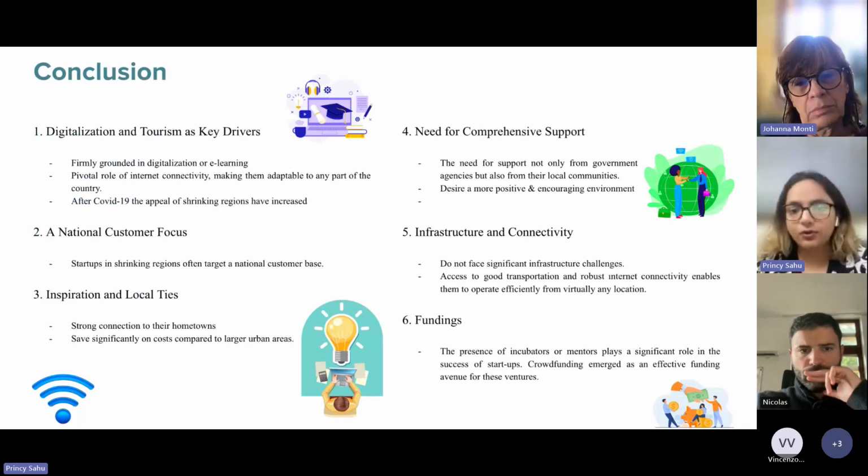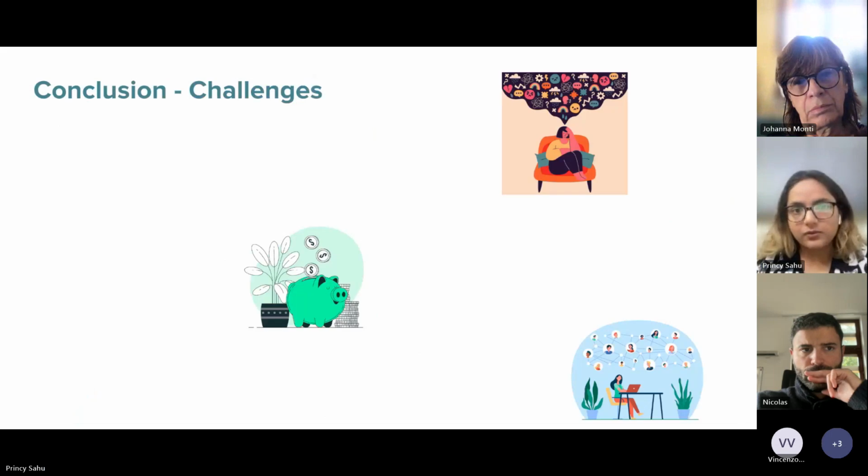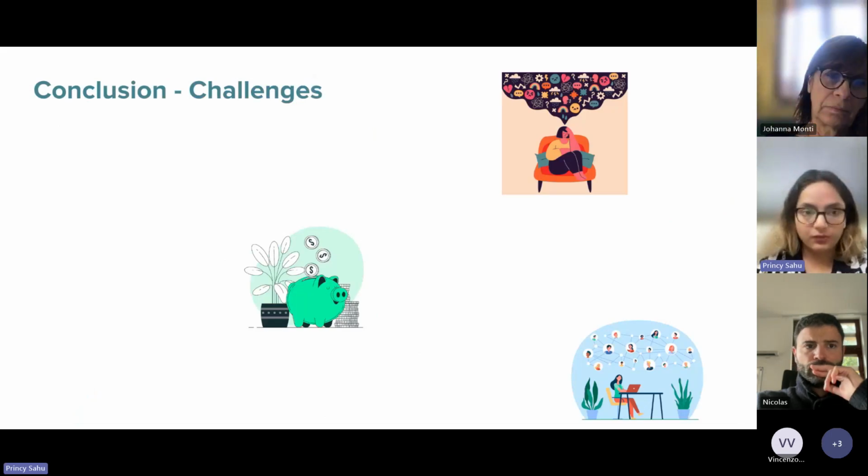When we talk about fundings, incubators and mentors help a lot of startups to find good funding opportunities or funding events. And some of you also do crowdfunding, and it's one of the effective ways of getting funds for your startups. Those were some of the general conclusions.